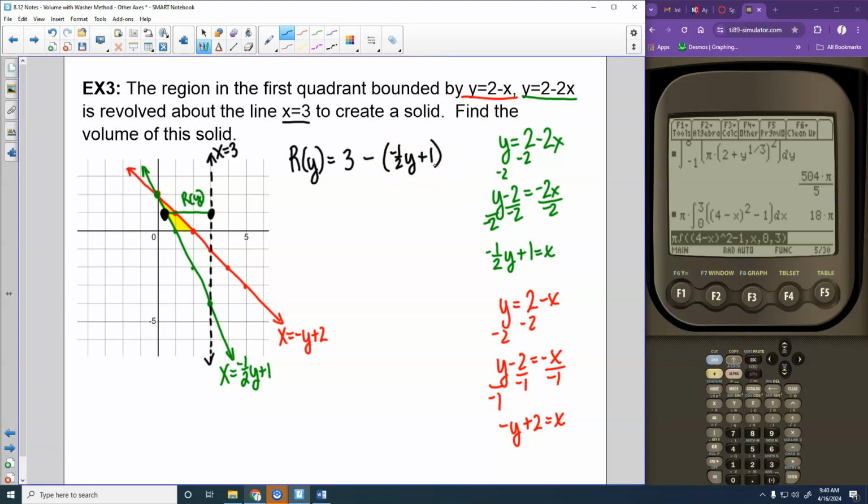Now, I would simplify this a little bit just to make it easier to type in. I would distribute here. That'll give me 3 plus 1/2 y minus 1. And then I could combine the 3 and the negative 1, and I'd get 2 plus 1/2 y as my capital R of y. I'm going to stop there for a second because I think that's the hardest part. Questions?